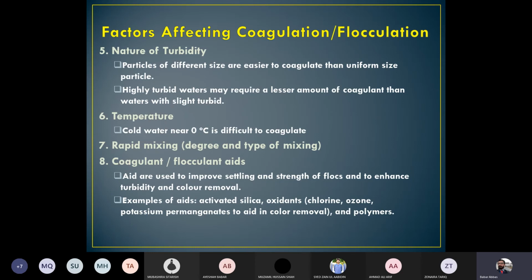Fifth is the nature of turbidity. Particles of different size are easier to coagulate than uniform size particles. Highly turbid waters may require a lesser amount of coagulant than waters with slight turbidity.